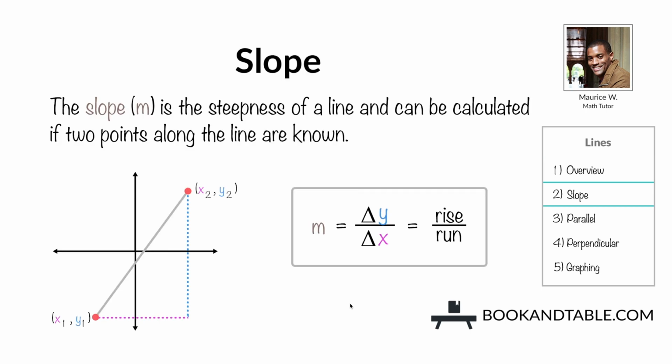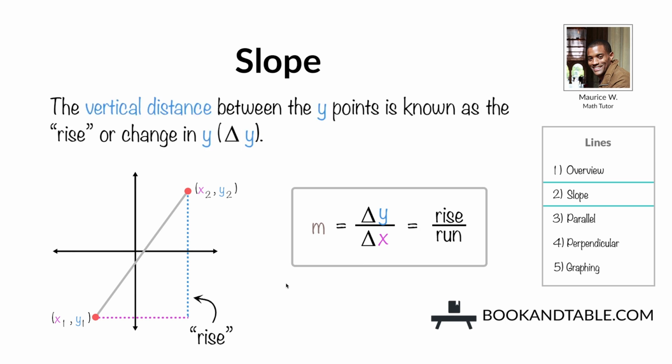Let's now discuss the slope of a line. The slope is the steepness of a line and can be calculated if 2 points along the line are known. So the slope is equal to the change in y over the change in x, which is commonly known also as rise over run. So what does that mean?